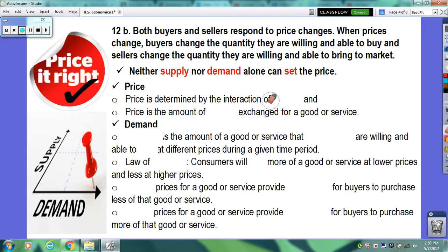So price is really determined by the interaction of supply and demand, and business owners are always trying to figure out how to have supply and demand meet. So the price needs to be something that will attract buyers to buy it, but also be at a certain amount where the business will make profit. So price is the amount of money exchanged for a good or service.